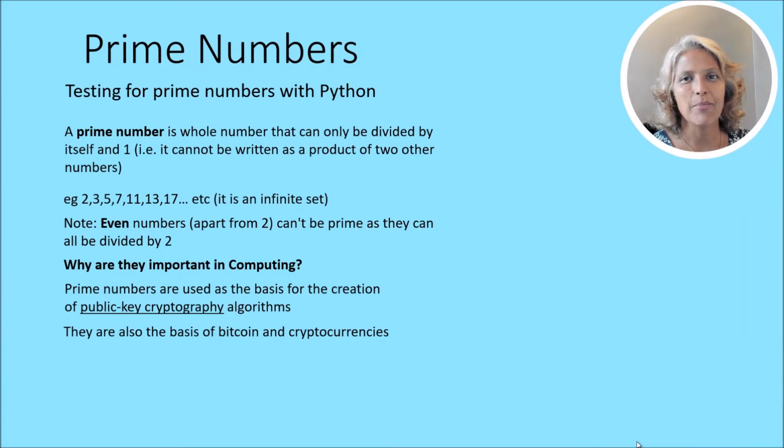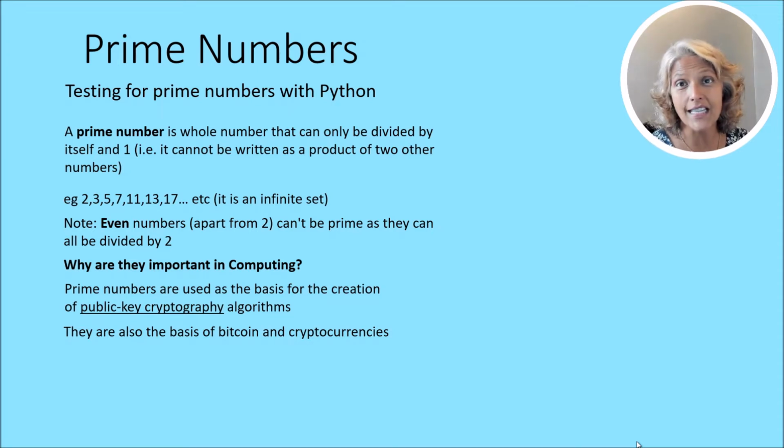Okay, today we're going to have a look at prime numbers, just because prime numbers, mathematicians love them, and as computer scientists we kind of need to be familiar with them. If you don't know, a prime number is any number that can only be divided by itself and 1. In other words, it can't be written as a product of two other integers. So prime numbers start at 2, 3, 5, 7, 11, 13, 17 and so on.